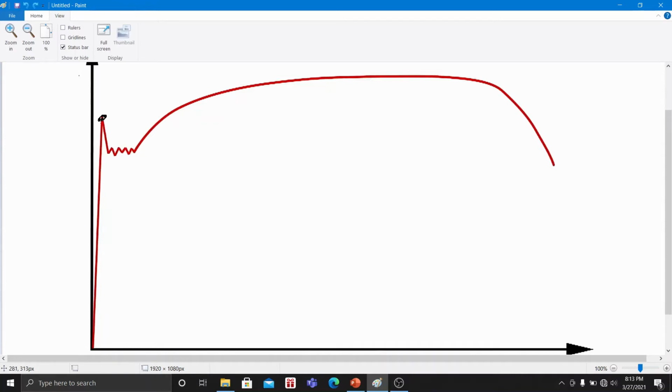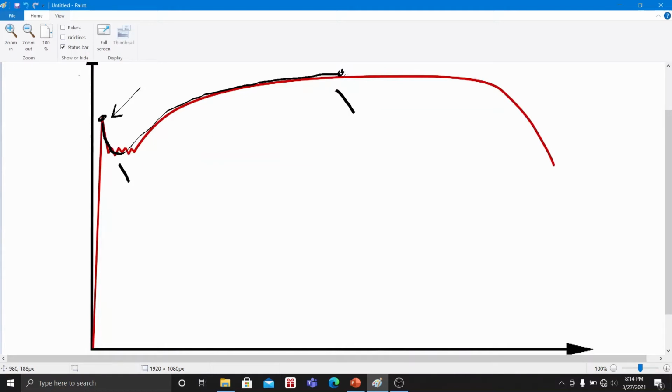At dito naman is mangyayari yung yield strength natin. Tapos, yield strength hanggang sa ultimate strength, dito sa area na to, mangyayari yung strain hardening at plastic deformation. Ito yung point na hindi na siya babalik sa dati niyang sukat or dimension kung aalisin natin yung load.